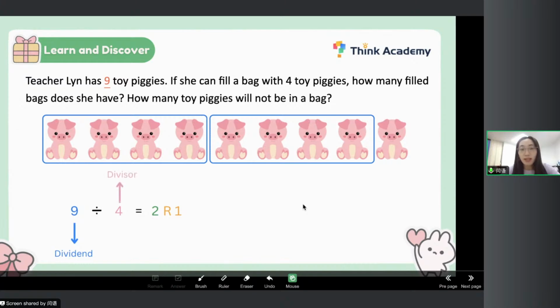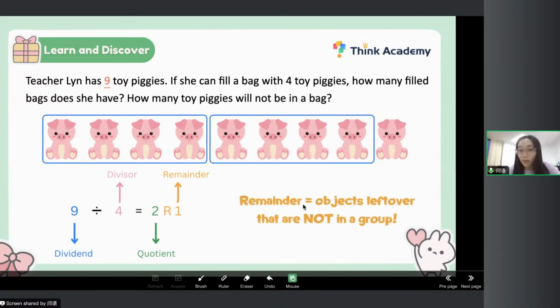Now everyone, you see that for the first 3 parts, that is totally the same as the previous examples. But now we have remainder. What is the meaning of remainder? That is the leftover. The objects left over that are not in a group. For such a thing, we just call it the remainder. Okay?